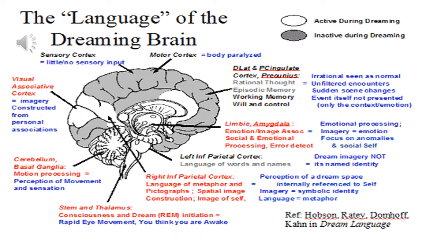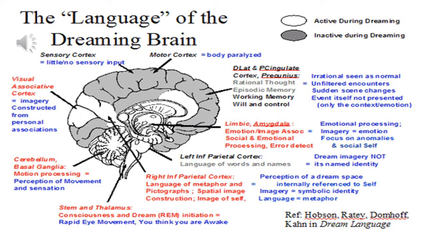Very interesting to note is which parts are actually active or inactive during dreaming. I'll just go through this by Hobson. It says the gray components are the ones that remain inactive. So I'll start with the more active ones. During sleep, you have this visual association cortex, as well as the limbic system and the cerebellum, very active.